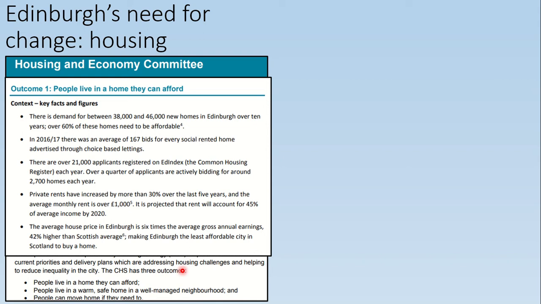Take the time to read through the 5 bullet points there and take a couple of notes, because there's some really useful stuff in here. Just look at that last bullet point. The average house price in Edinburgh is 6 times the average gross annual earnings, and it's 42% higher than the Scottish average, making Edinburgh the least affordable city in Scotland to buy. I mean, that's a brilliant piece of case study information that you can include in any answer about the need for housing to change in Edinburgh.